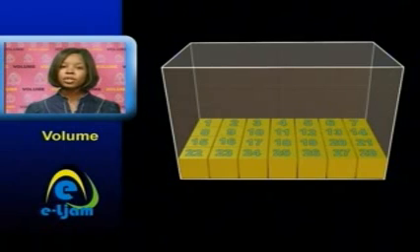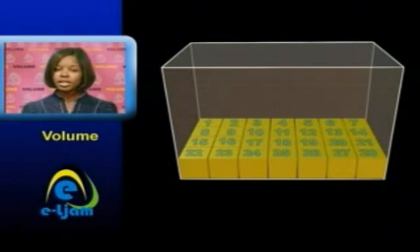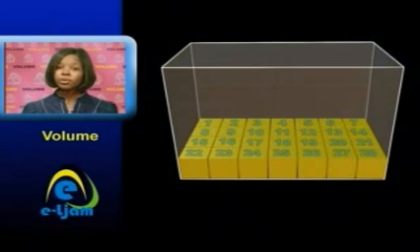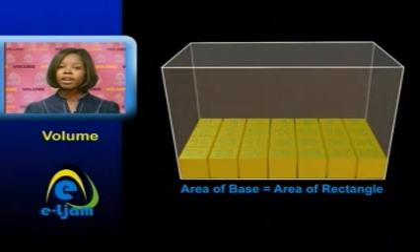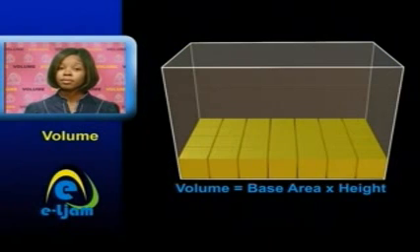We could count these cubes to find the volume that is there now, or we can use a shortcut. Since the length along these cubes is 7 units and the width is 4 units, this layer of cubes measures rows and columns that are 7 units by 4 units. So we know that there are 28 unit cubes in this layer. This is also how we find the area of the base, which is a rectangle, length times width.